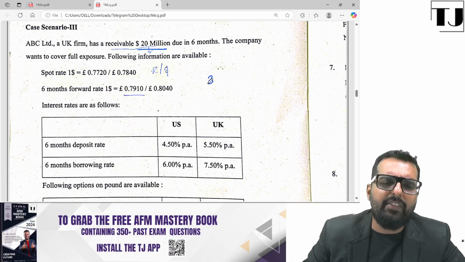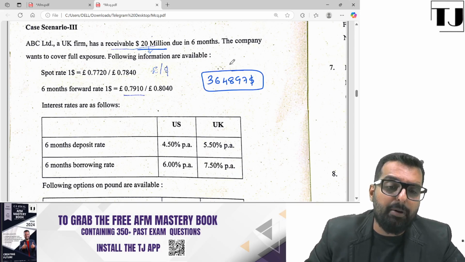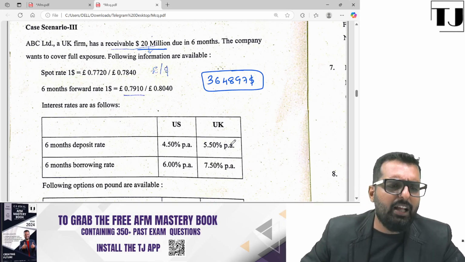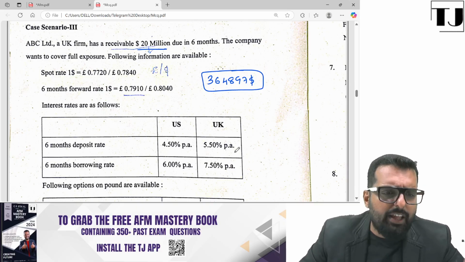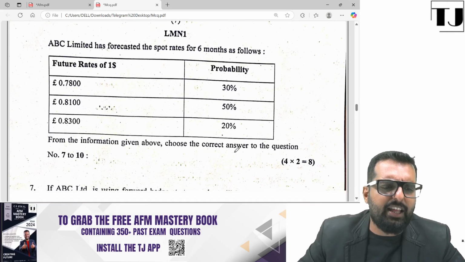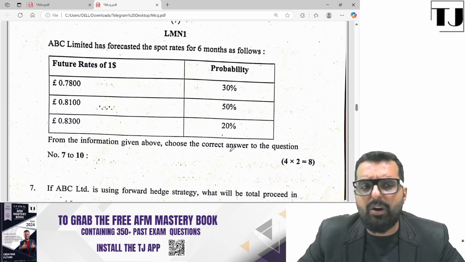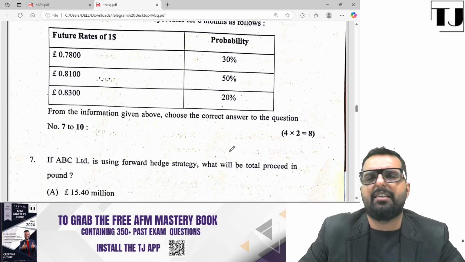We have done the same type of question. $364,897 was a number in my question. I don't know how many of you remember that. Same thing. We had a payable. They have a receivable. That's all. They have given you the option market, and then they are asking you how much money will you get under future, how much will you get under forward, how much will you get under no hedging, etc.